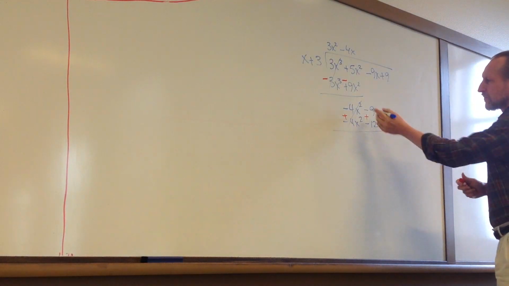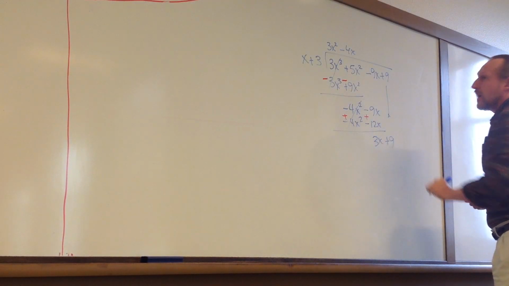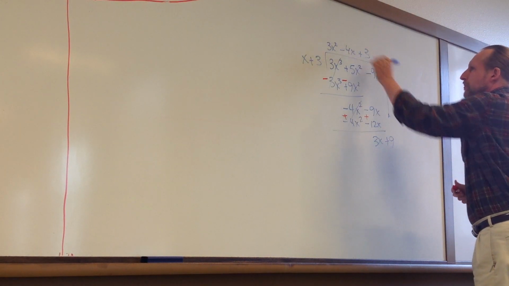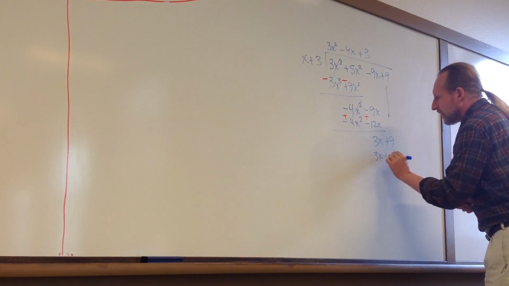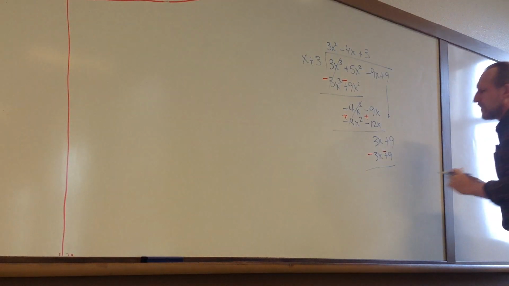These cancel out. Here we get a 3x and then bring down the 9. And this says we're going to multiply by 3. And there's our 3x plus 9. This is set up to have a 0 remainder as well.